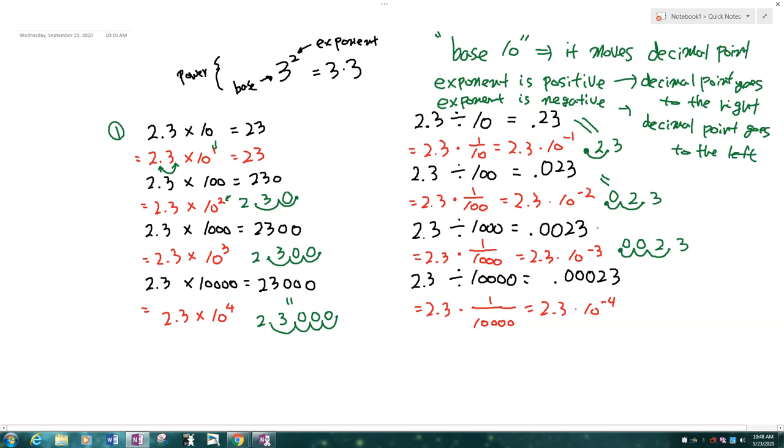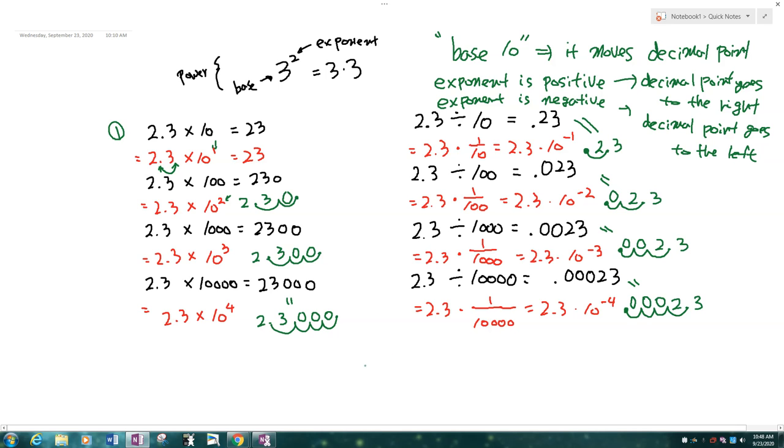0.0023. 0.0023. They are equal to each other. And then moving on to the last one. 2.3. My exponent is negative 4. So I'm going to move my decimal point to the left 4 times. 1, 2, 3, 4. Create a new decimal and create 0s inside. So I have 0.00023, which is 0.00023. They are equal to each other.